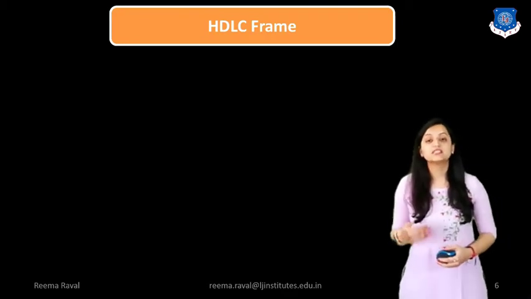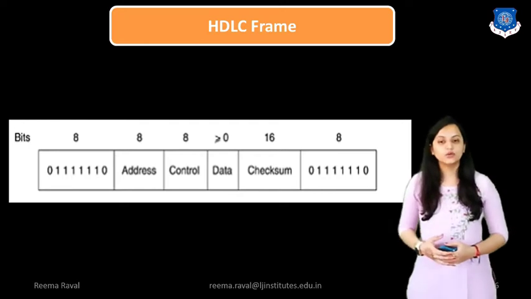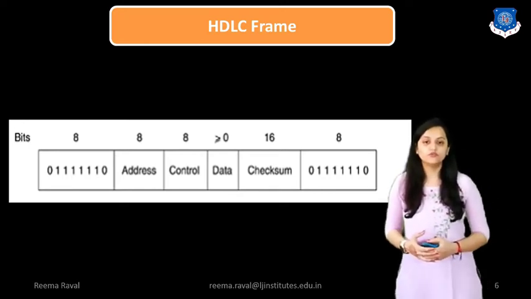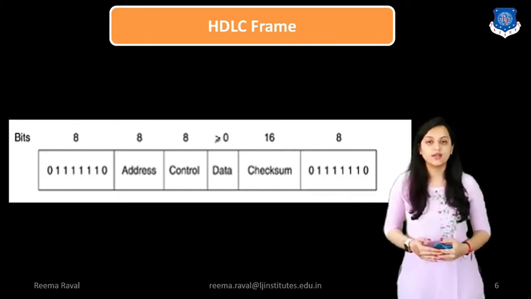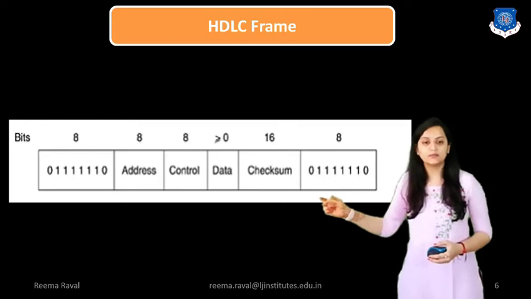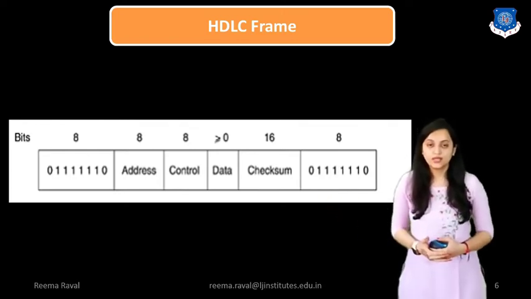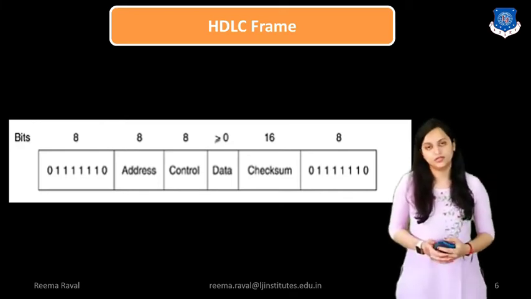Now, next let us see the HDLC frame. This is the HDLC frame structure. As you can see, this frame structure has 6 fields. Remember that in the previous session we have seen that whenever a frame is divided into segments, each segment is called a field. So in the frame structure, there are 6 divisions, which we call 6 fields.